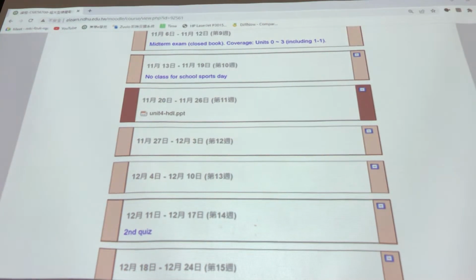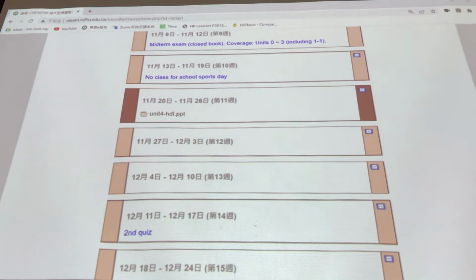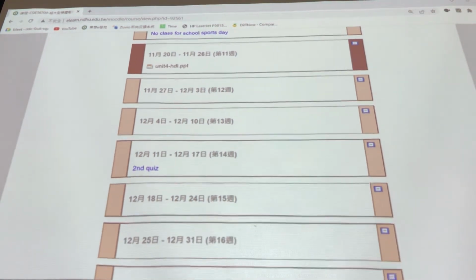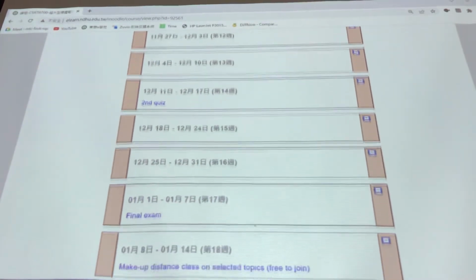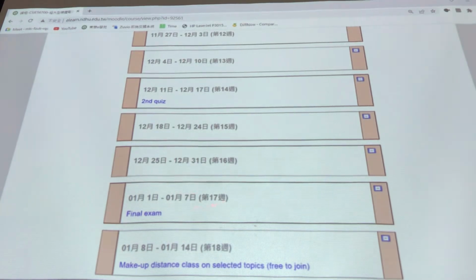And remember that we have a second quiz 3 weeks from now. So please try to catch up. The second quiz is around the 15th week, and the final exam is the 17th week. And we will have a decent class, free to join. Okay, up to you.